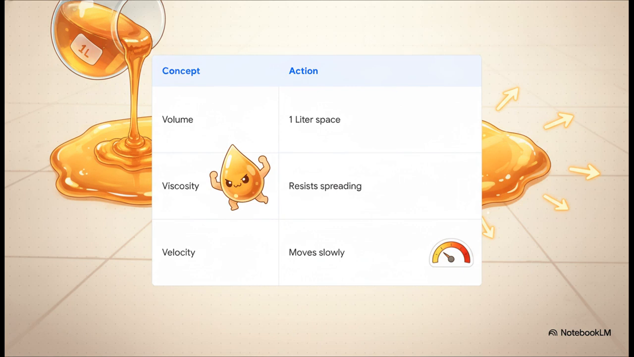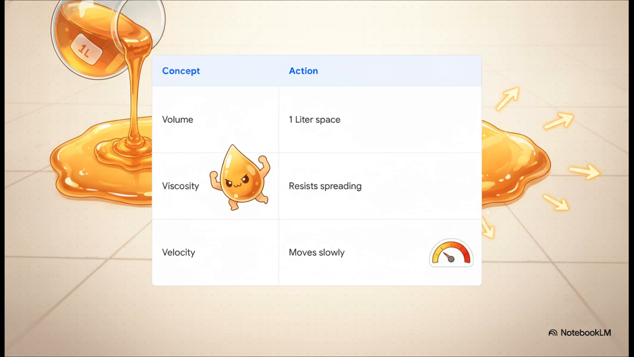First up, volume. That puddle on the floor, it takes up exactly 1 liter of physical space. Even outside the bottle, it doesn't magically become 2 liters, right? It occupies the exact same volume. Second, viscosity. The honey intensely resists spreading out. Because of its high viscosity, or that high internal friction, it creates this thick, stubborn mound instead of instantly splashing everywhere like water would. And third, velocity.